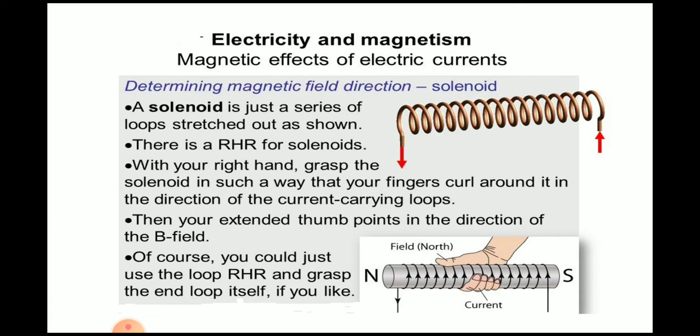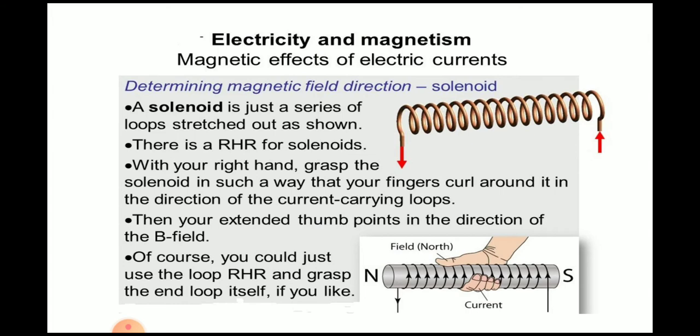Electricity and magnetism. The magnetic effect of this is called a solenoid. A solenoid is just a series of loops stretched out as shown in the diagram. With your right hand, grasp the solenoid in such a way that your fingers curl around it in the direction of the current carrying loops. Then your extended thumb points in the direction of the magnetic field.